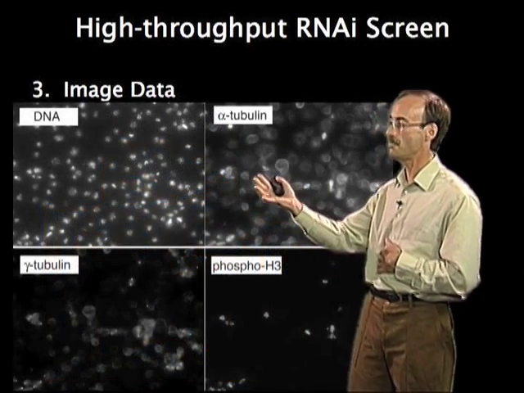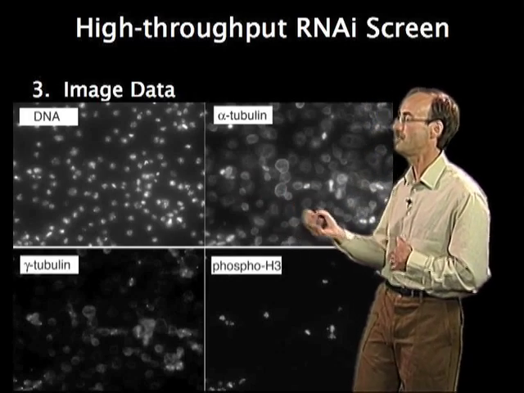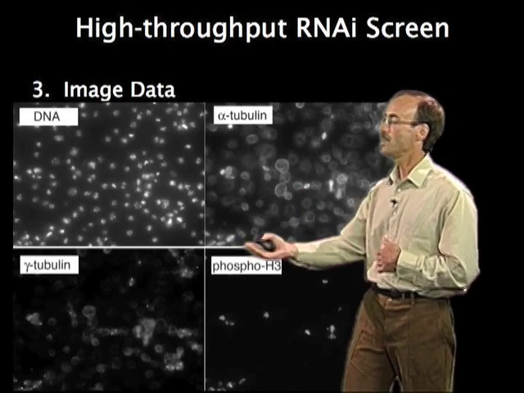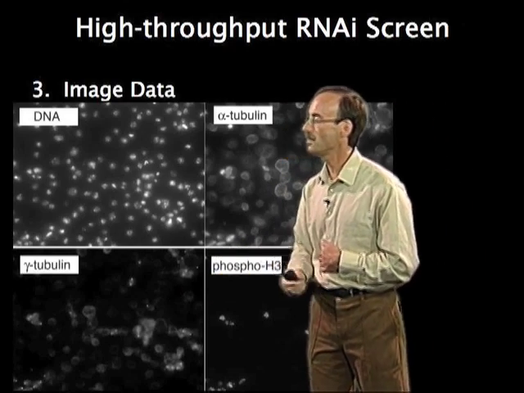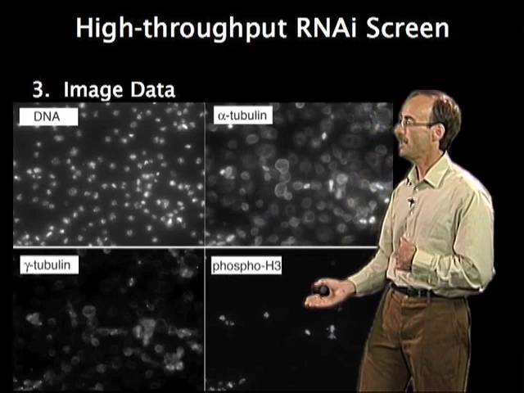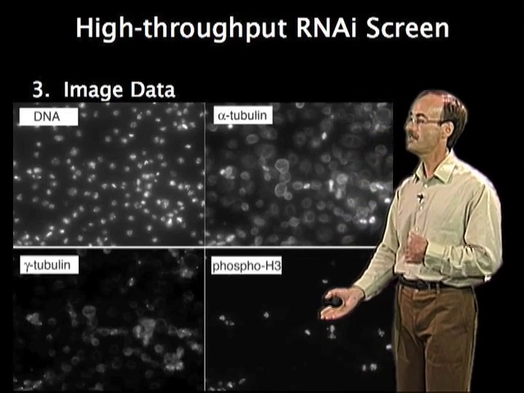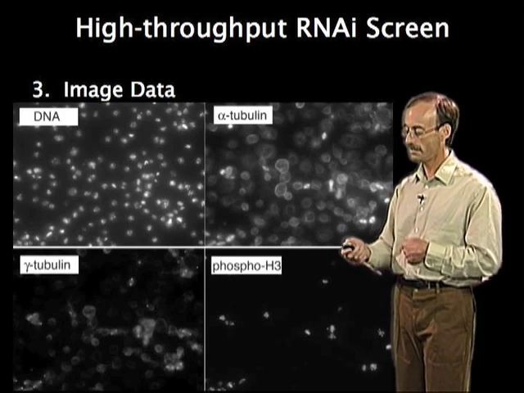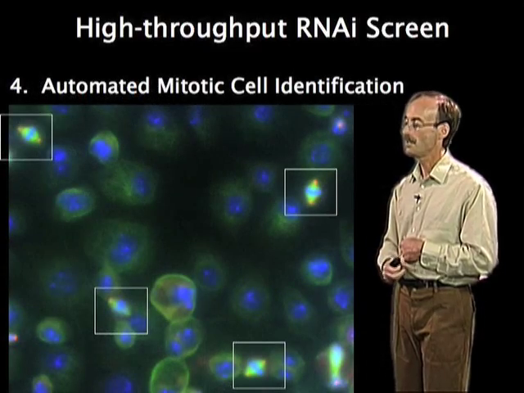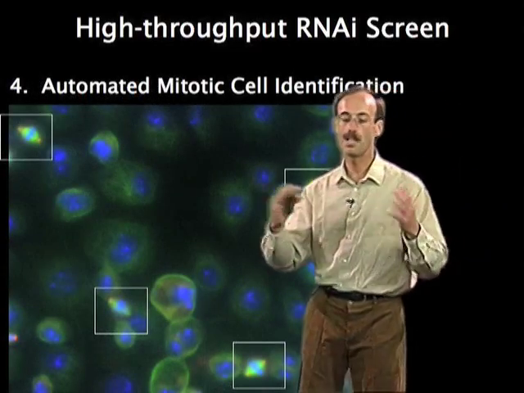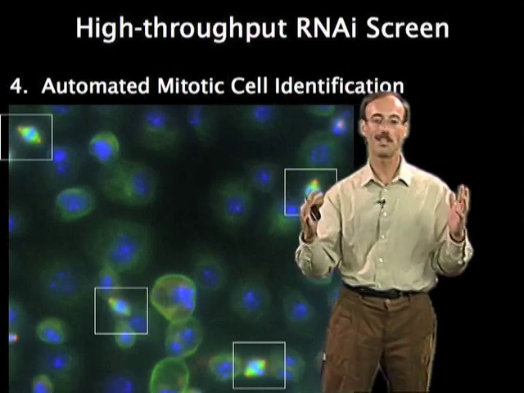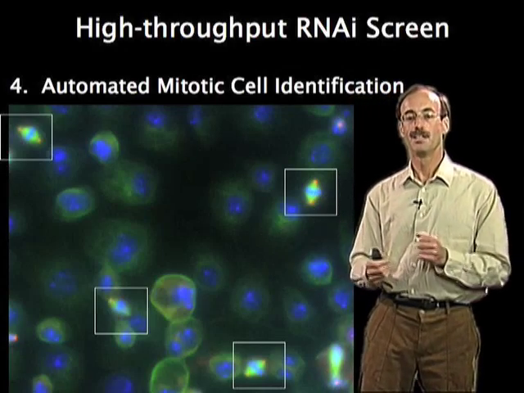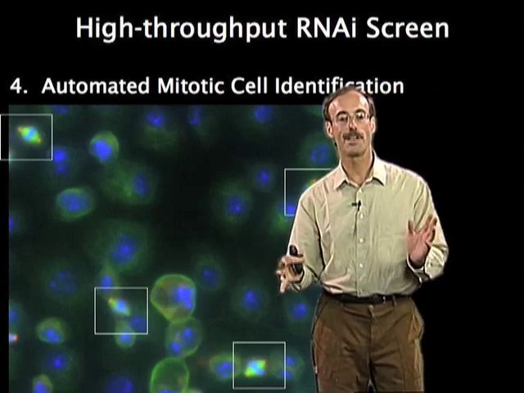So we get a tremendous amount of image data, and what we image here are the DNA, we image microtubules, we image the special protein gamma tubulin that I'll tell you more about later, and another marker called phosphohistone, which is used as a marker to know that the cell is in mitosis. So out of this, we get a tremendous amount of image data, far too much for any person to manually go through. So here's where computation proved very valuable.